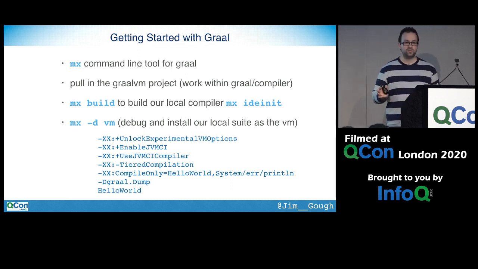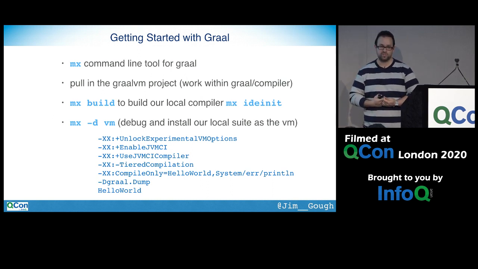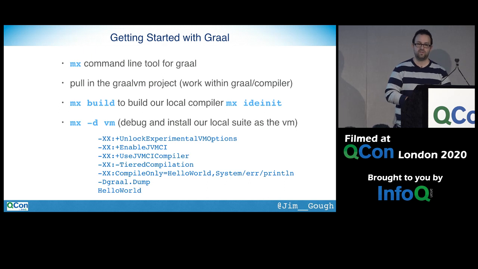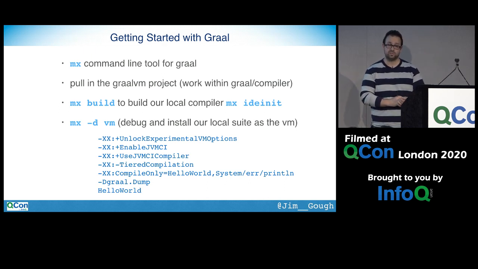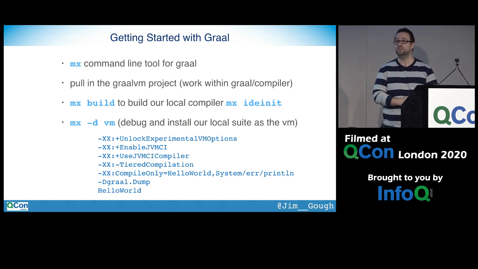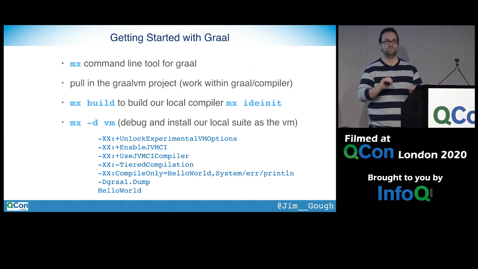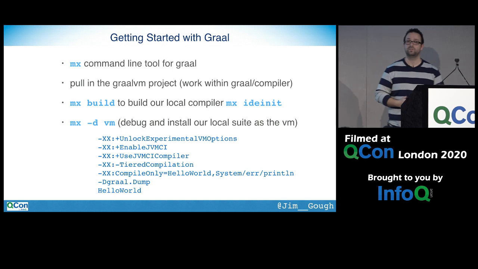So I've got a bunch of options, of course. I'm unlocking the experimental VM options. I'm going to enable the JVM compiler interface, and I'm going to use the JVM Compiler Interface as well. That's going to give me the JIT running in Graal. If you were to run that on OpenJDK 13, you would be running the Graal compiler in the background, because that's all shipping with Java now.